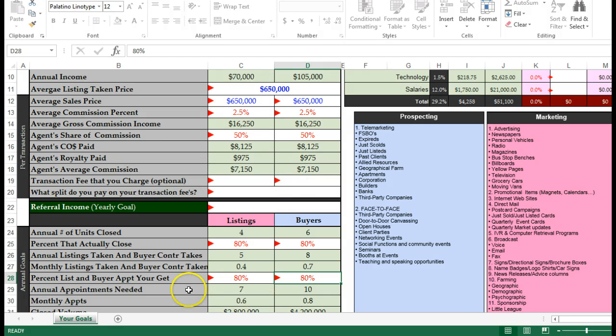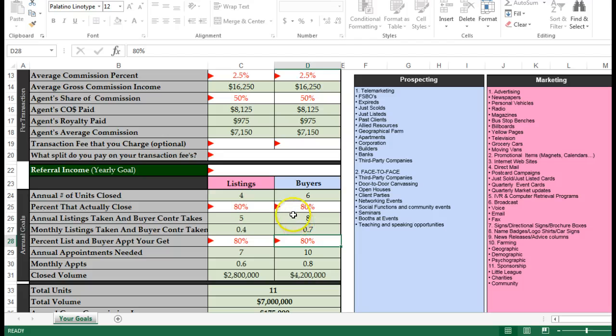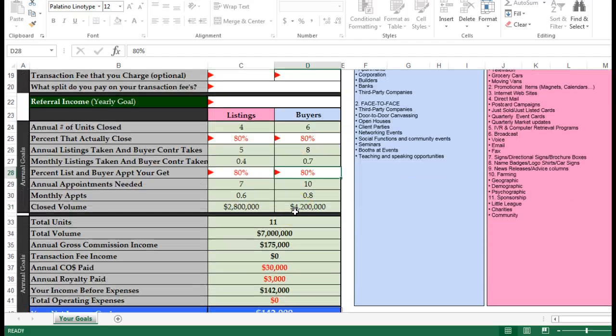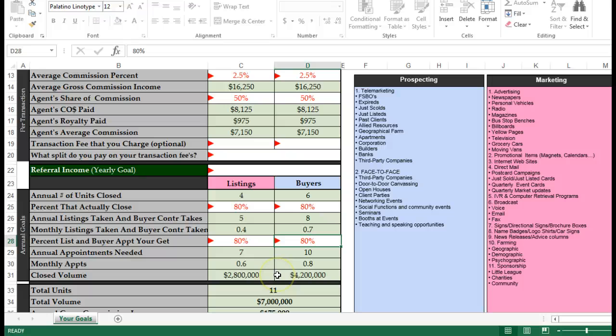Now, to reach that goal of 175,000, and as we scroll down you'll see you're looking at 142,000 before any expenses, if 80% close, you would need 5 listings and 8 buyers, 13 transactions, to reach that income goal. That would mean you would need about 0.4 listings and 0.7 buyers per month. That would be the number of people you would need to get under a contract.